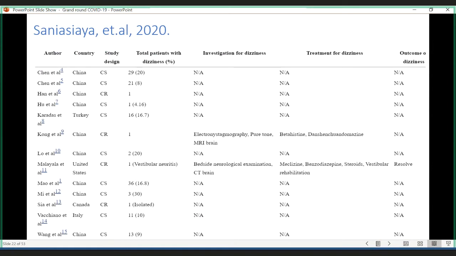But still, unfortunately, the dizziness was not investigated in most of those studies. Only a couple of case reports investigated it. One of them was found to have vestibular neuritis, then treated with steroids and meclizine, and the symptom resolved. The other, also a case report, was investigated with MRI brain and treated, but we don't know the outcome. So we are still not sure why the dizziness happened, and further studies are needed to clarify that.